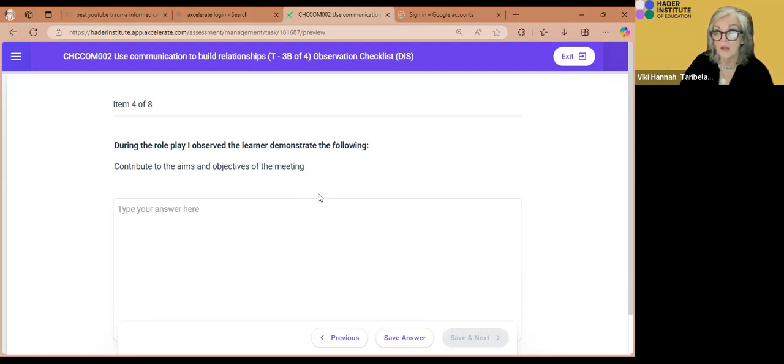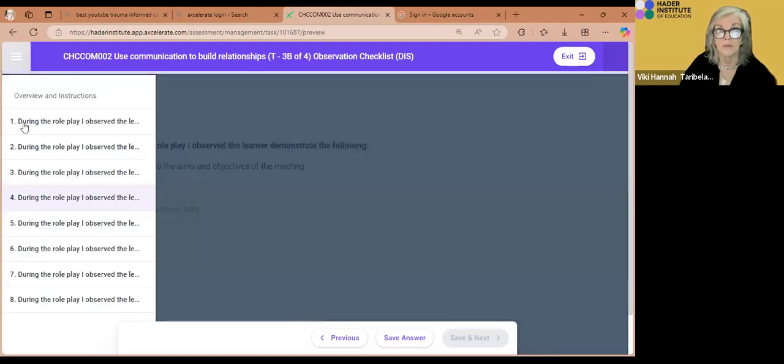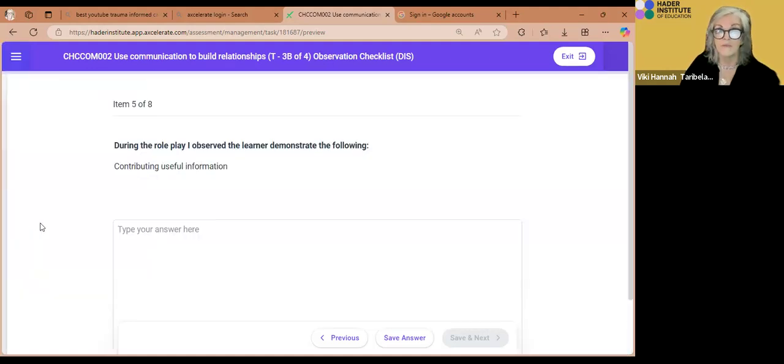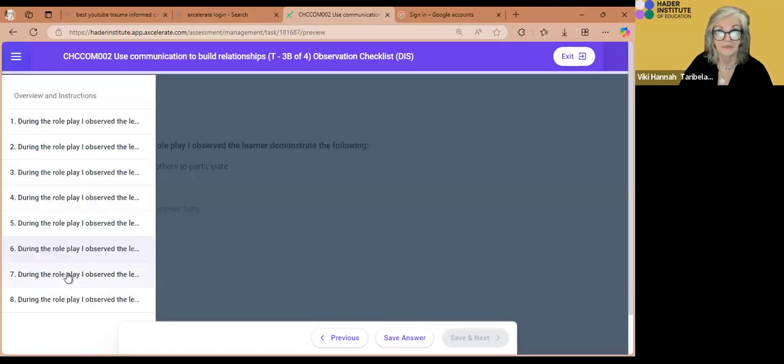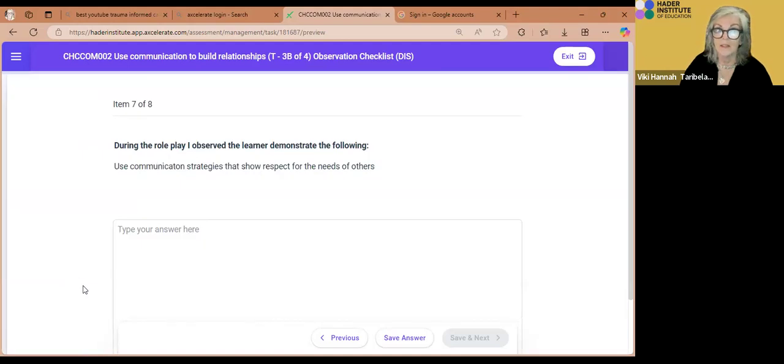Everyone is being assessed, both as the facilitator and as someone who participated in that meeting where one of your peers ran it. Five is, did you contribute useful information? Were you part of that discussion and part of that meeting? Did you also, as a facilitator, encourage others to participate? During the role play, did you use communication strategies that show respect for the needs of others?